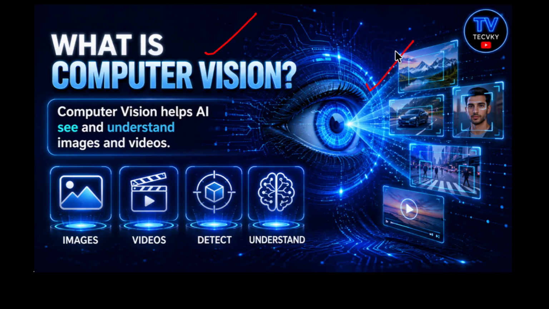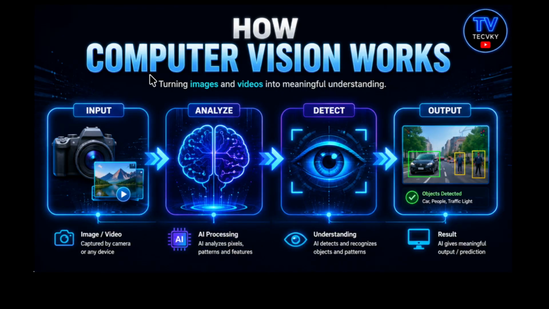Okay. Now that we know what computer vision is, let's look at how AI actually processes images and videos to understand the visual world. Now let's understand how computer vision works. The process begins by capturing images or videos using cameras, smartphones, drones, CCTV systems, or other devices. Once the image or video is captured, the AI processes the visual data.